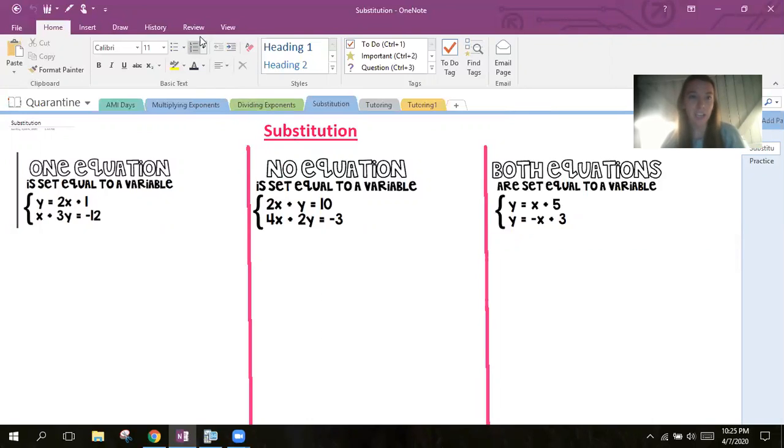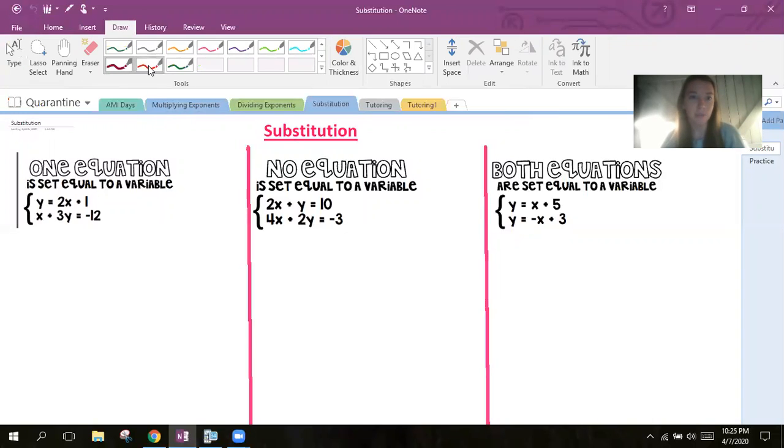All right, so again, we are working with substitution. There are 3 different situations that you'll come to if you are working a problem by substitution. The first way that we're going to look at is one equation. The other ones are if there is no equation, and if both equations are set equal to a variable. We're going to take some time and work through each one of those.